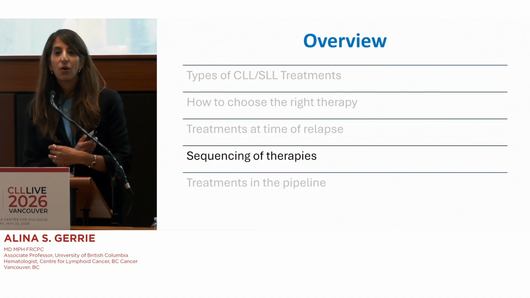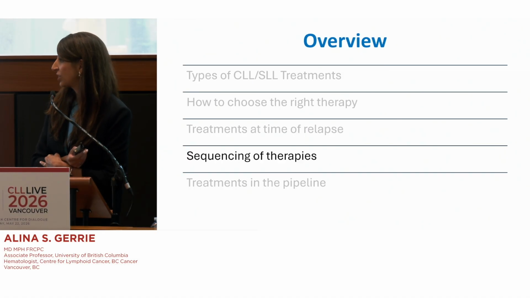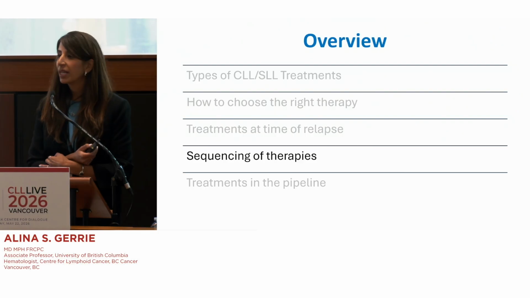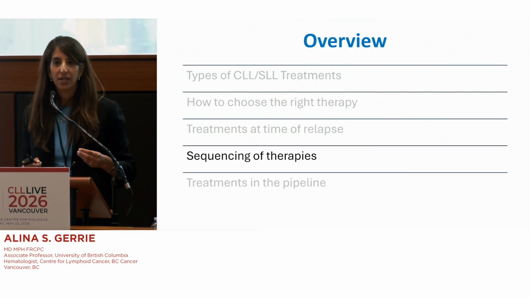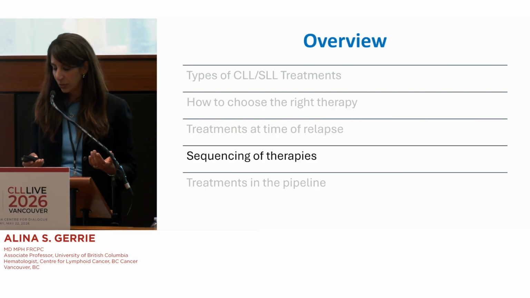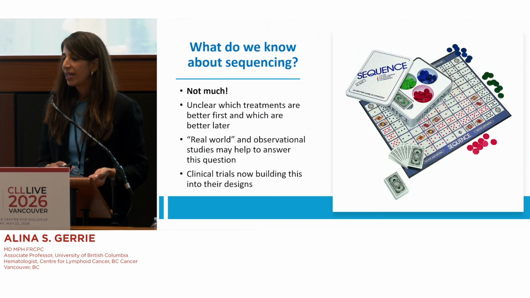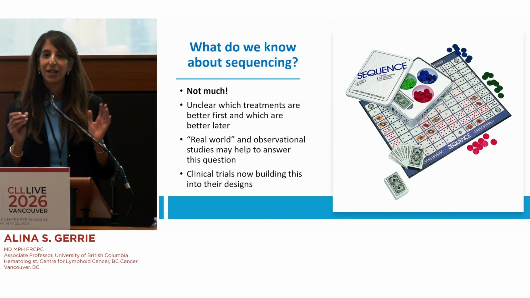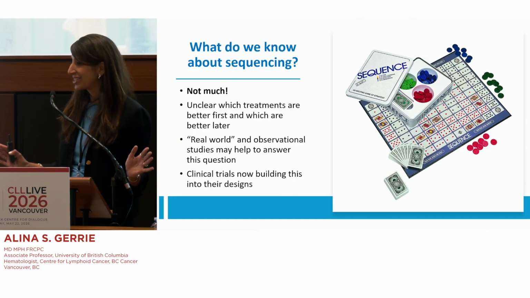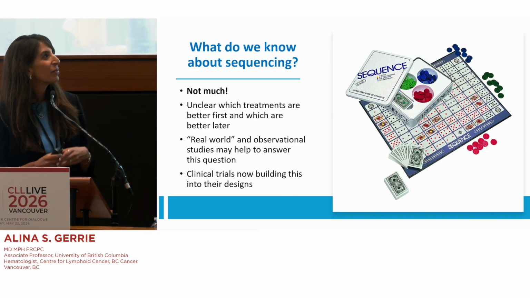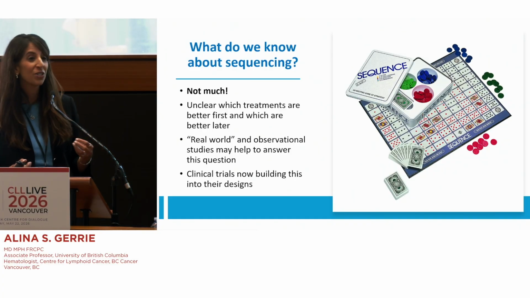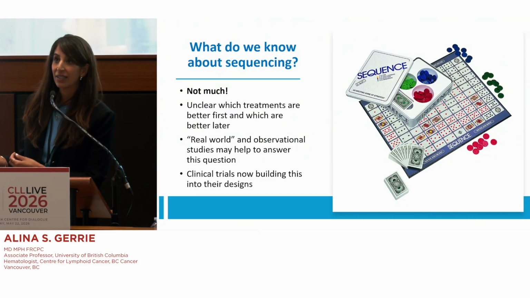So then the question of sequencing, and this is a really big topic in the CLL world. Sequencing meaning what order should we do all of this in? We have so many choices. What is the best order? So what do we know about sequencing? Well, I have one slide and I'm going to say not much, and that's the problem. It really is unclear which treatment is better, which is better to have first, which is better to have later.